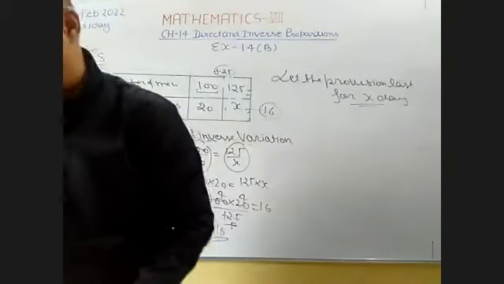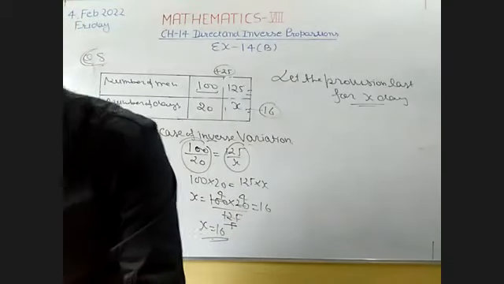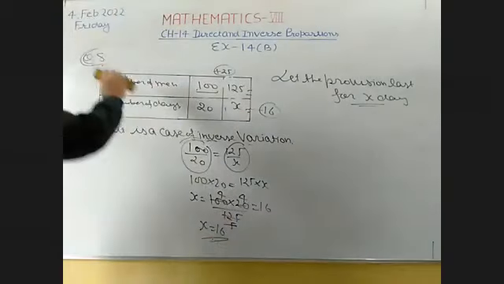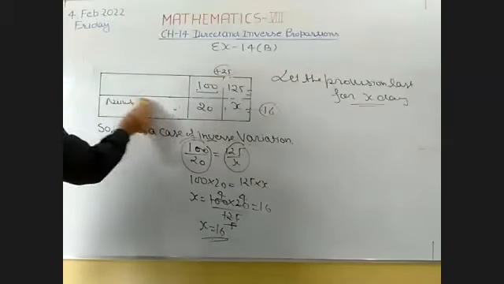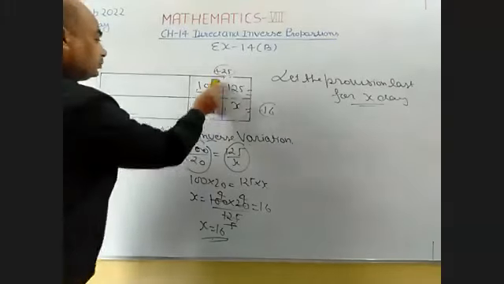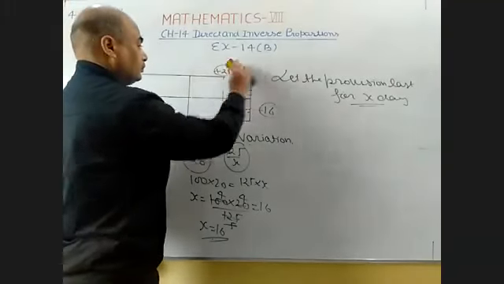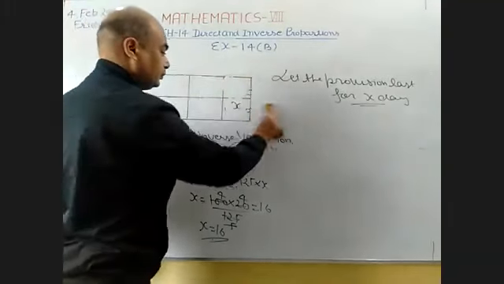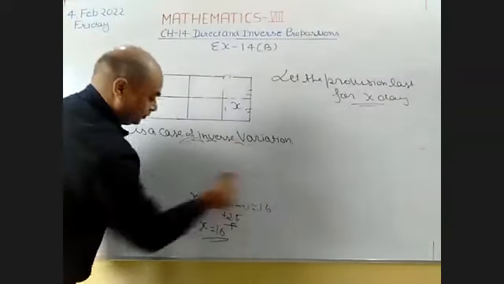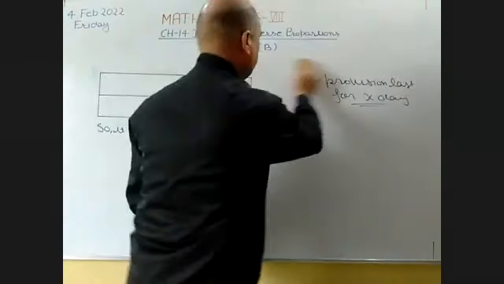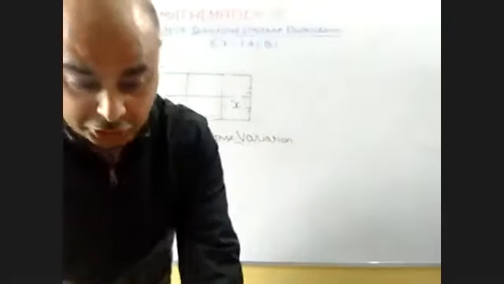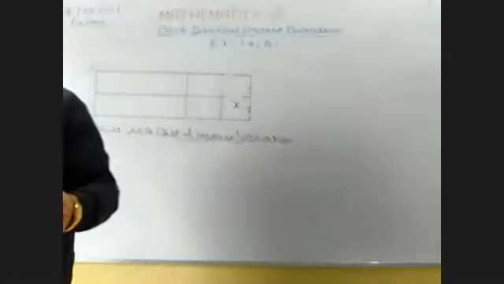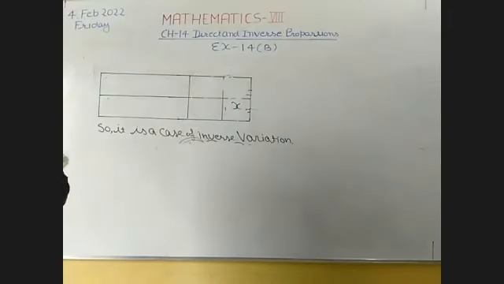Now check question number, which question you sent, beta? Question number 9. Okay. Now check question number 9. What is given in your question number 9? Read the question once. See what is given in this question.